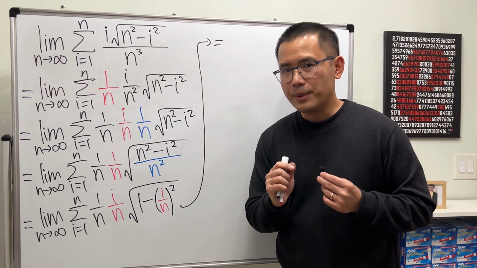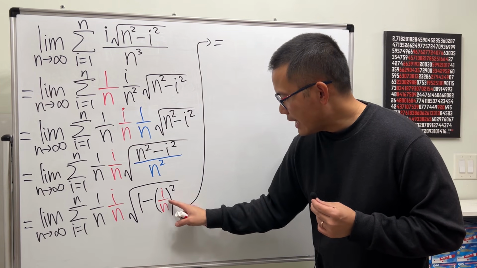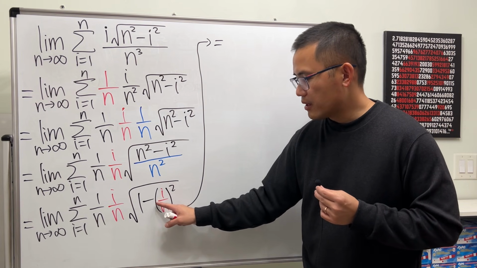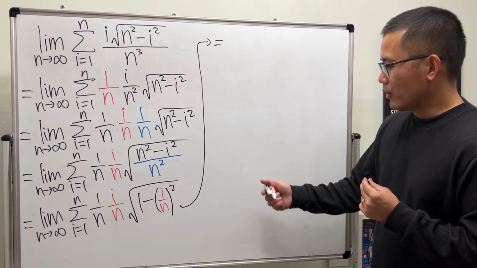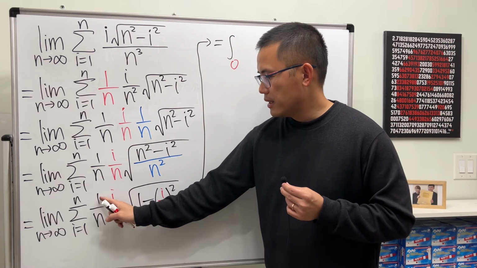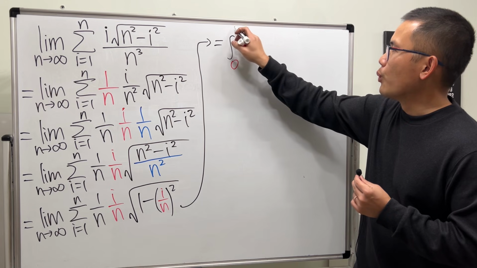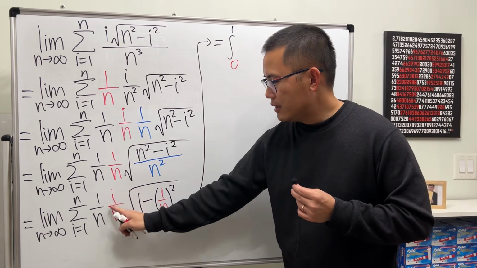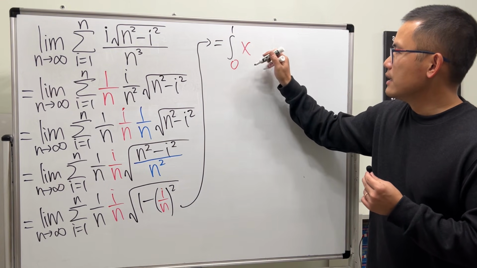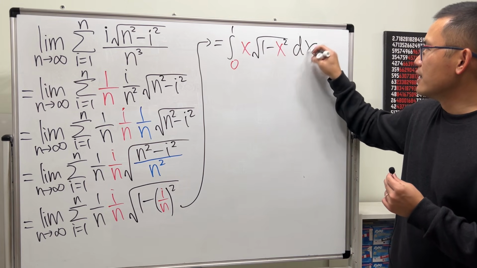Here is a small part you have to pay attention to. The 1 is not the a, because notice that you have the i over n here and then squared. So there's no number right next to the i over n here. a is 0. So we are just going to have the integral going from 0, because it was 1 over n. If you start at 0, right here will be 1. And now this is the input x, likewise that. So we have x square root of 1 minus x squared, and then don't forget the dx.